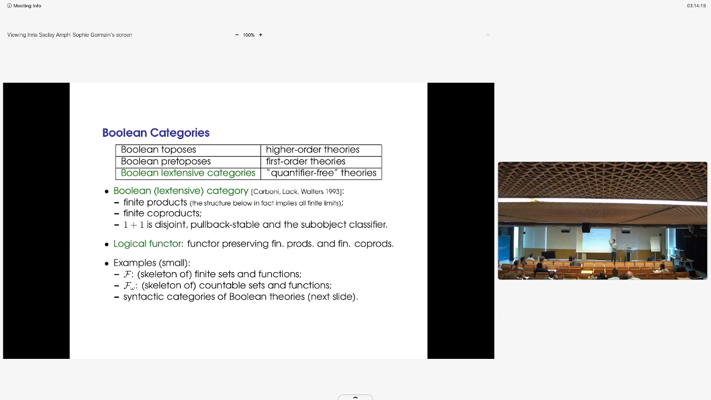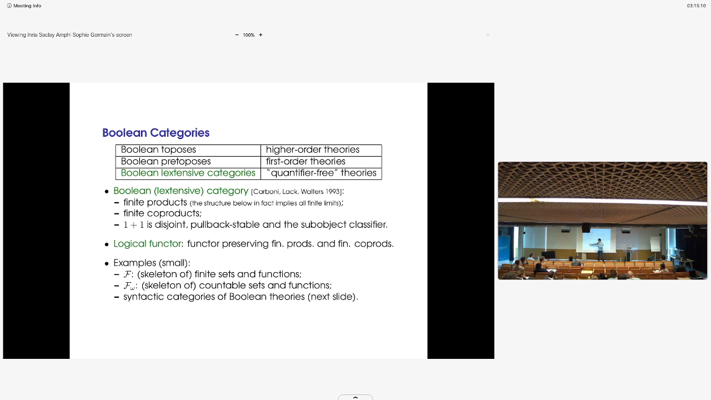Categories like this are called Boolean, and the natural morphisms between them are functors preserving these two structures, finite products and finite coproducts. In particular, they also preserve finite limits because all this implies that your category has finite limits. I mean, it is extensive. Yes? Do you get the pullback stability just from knowing that the subobjects are a Boolean algebra? You get pullback stability from knowing that this is pullback stable. You have to ask that 1 plus 1. You said it's equivalent to say that the subobject posets are Boolean algebras. Yes, all these conditions here are equivalent. Absolutely. Okay.